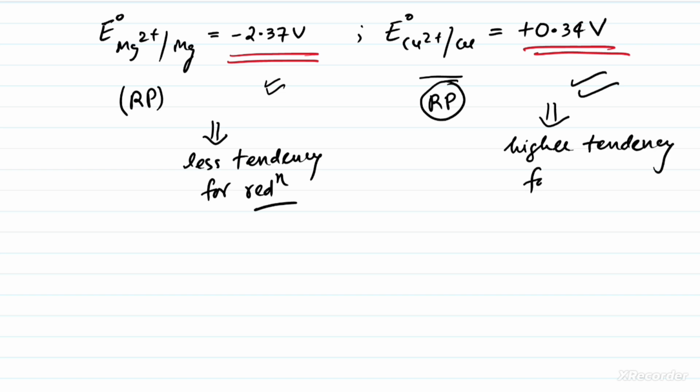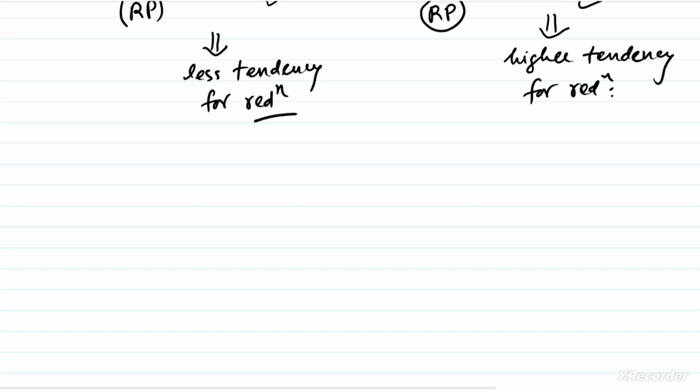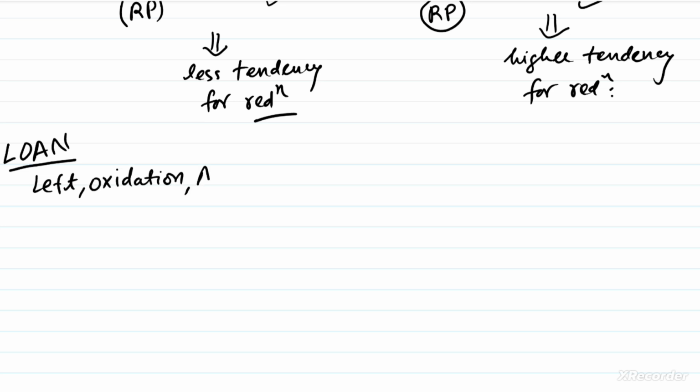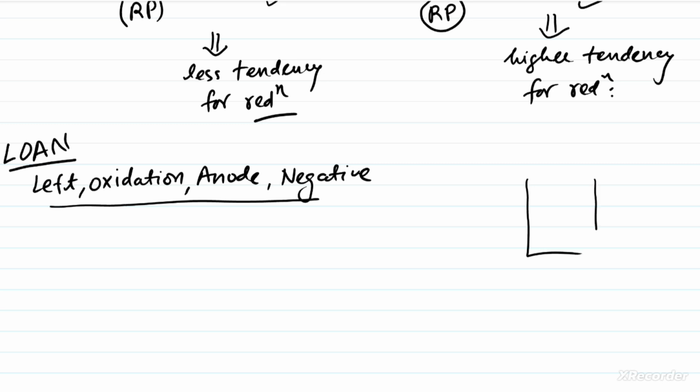for reduction. Okay, and we know from the galvanic cell that this is the trick, LOAN, lone. What does it mean? Left, then oxidation, then we have anode, and then negative. That means in a galvanic cell on the left side, so this is the galvanic cell which is having 2 electrodes.